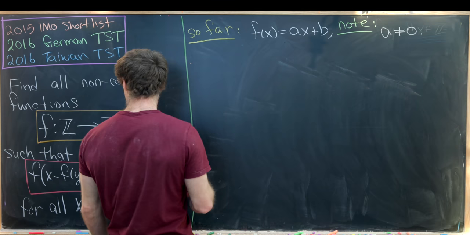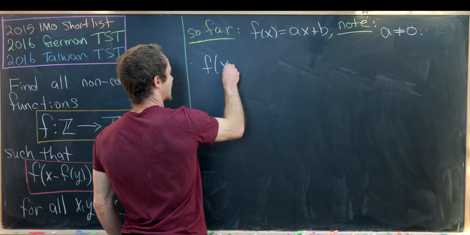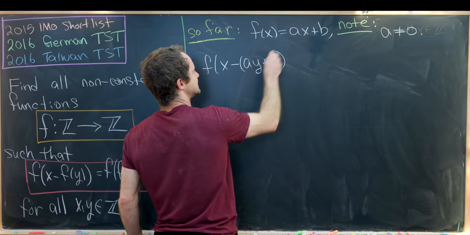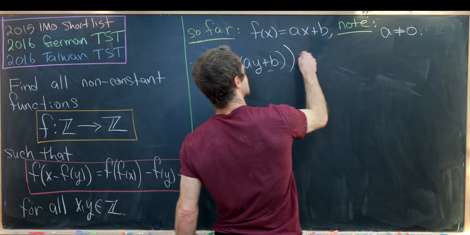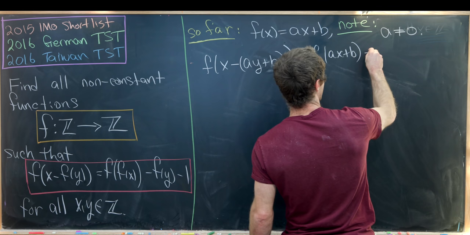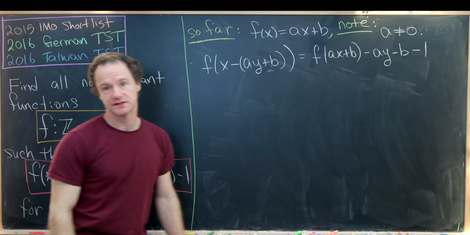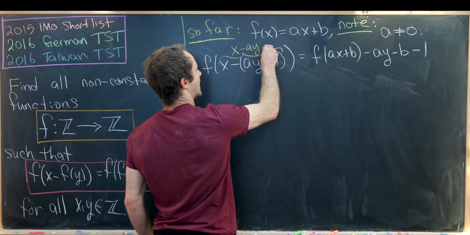So let's just do it from inside to out. We'll start with f of x minus f of y, but f of y will be ay plus b. And that needs to be in parentheses like that. Then this is going to be equal to f of x, but that's going to be f of ax plus b, minus f of y, but that's going to be minus ay minus b. I'll distribute the minus sign through there. And then we have a minus 1. But now let's maybe simplify this a little bit. This is the same thing as x minus ay minus b.